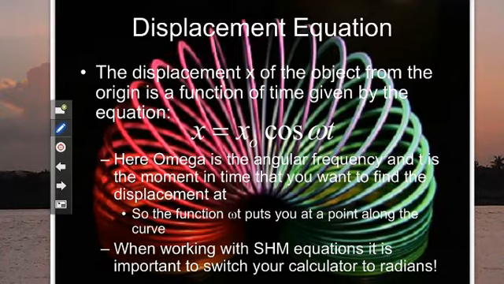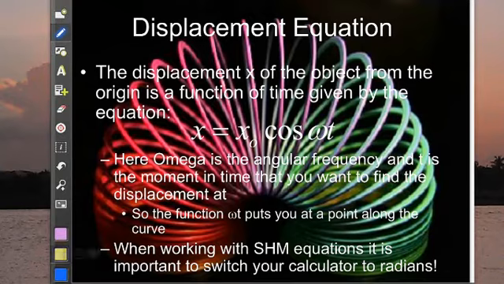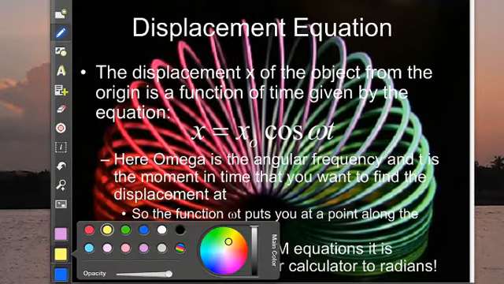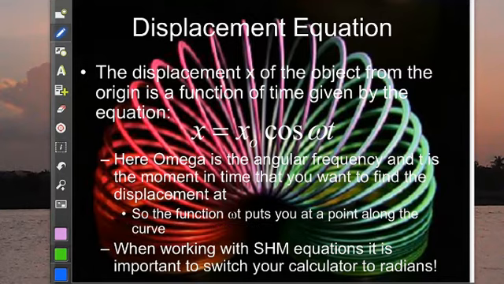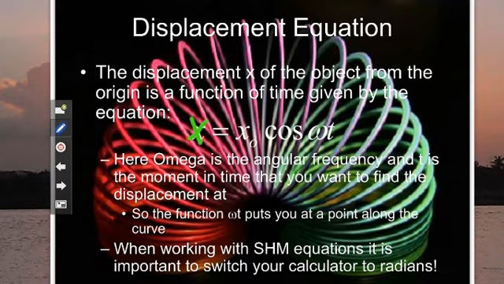So a little bit more on this, and just kind of reiterate some of the things we talked about. The displacement is a function of time. And so we have x equals x sub 0 cosine omega t. And omega is the angular frequency. T is the moment in time that you're looking at.